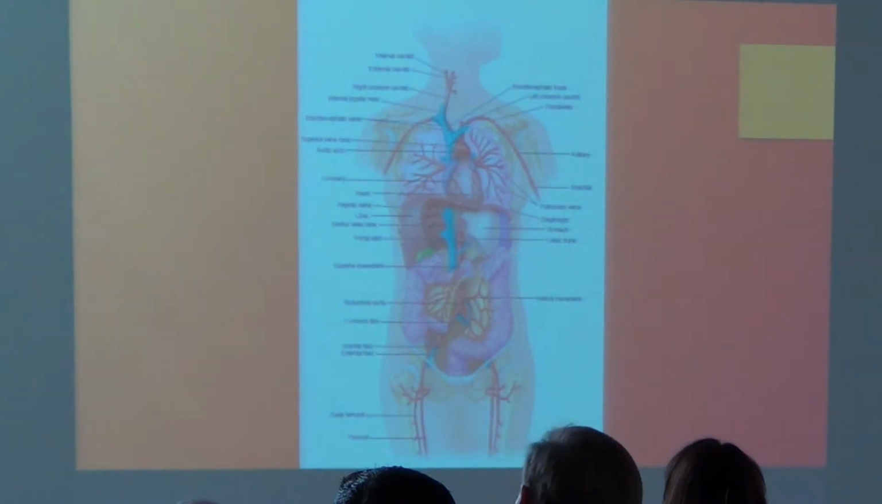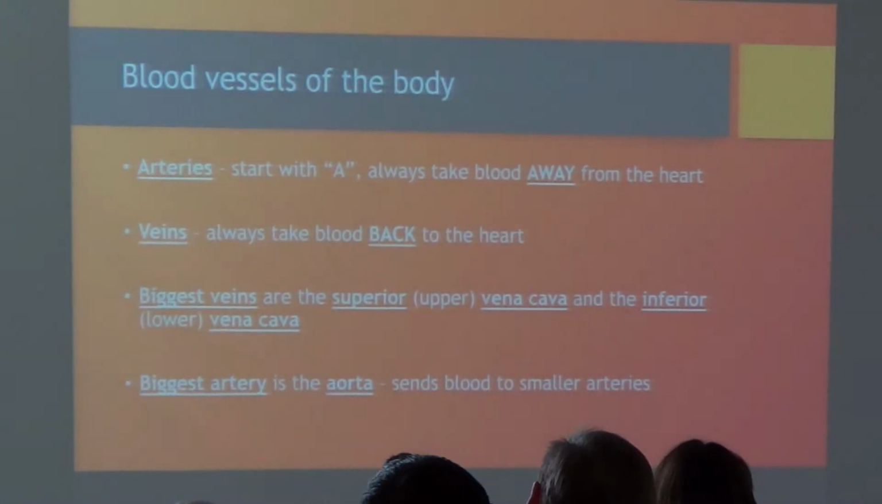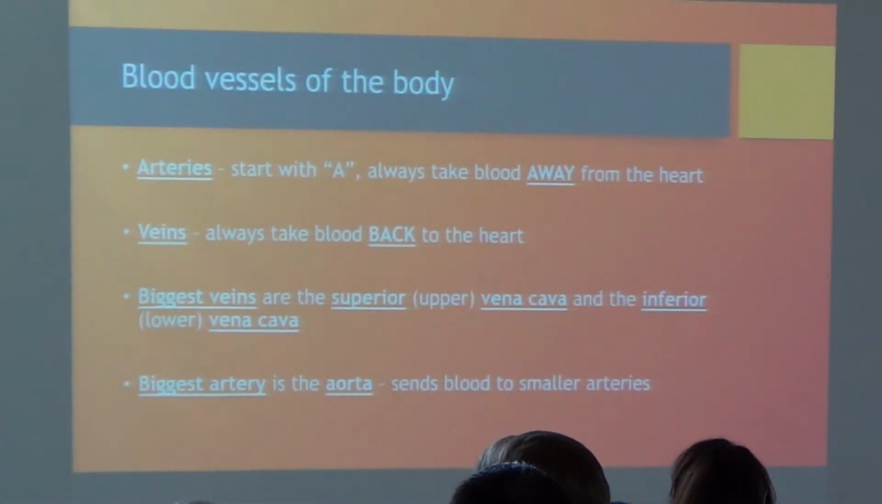Here again is that picture of the overall flow of the blood. And arteries and veins, people often get those confused. The best way to think of arteries and veins is A for artery, takes blood away from the heart, and the veins are the other ones.